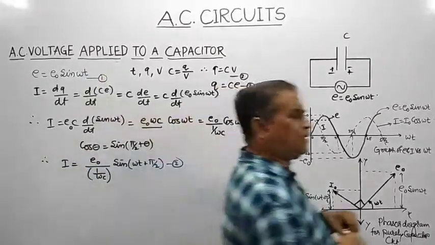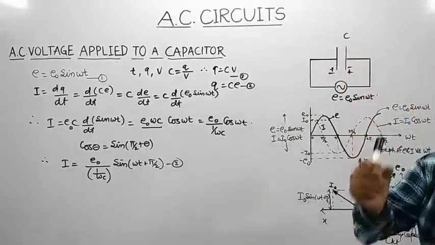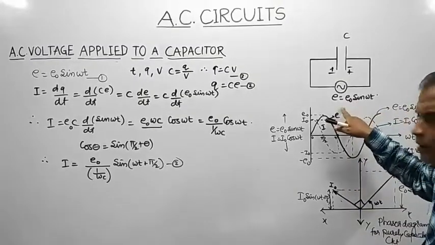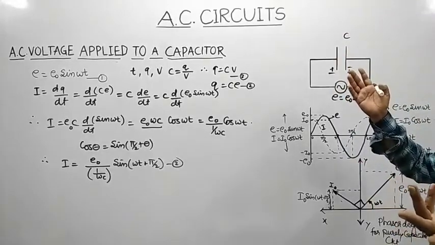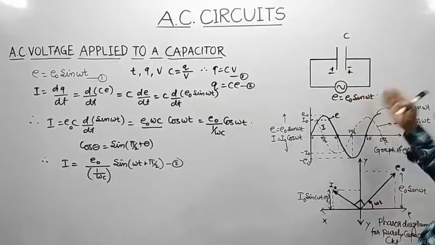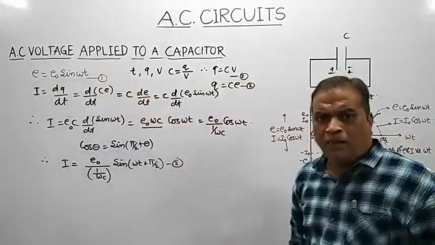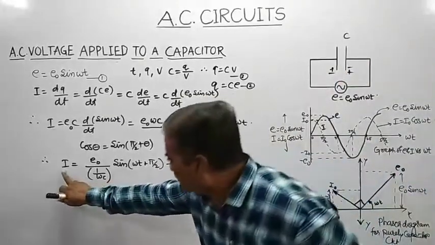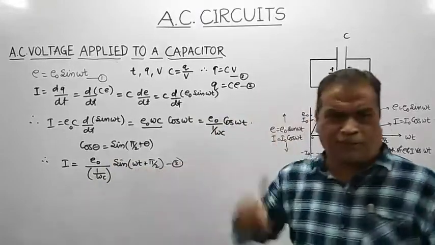What does equation number 1 give? It is the alternating EMF applied across a purely capacitive circuit. Alternating EMF applied across a pure capacitor. So as E equal to E0 sin omega t, this alternating EMF is applied to a capacitor. What is the corresponding current flowing through that purely capacitive circuit? It is given by I equal to E0 upon 1 by omega c sin omega t plus pi by 2.